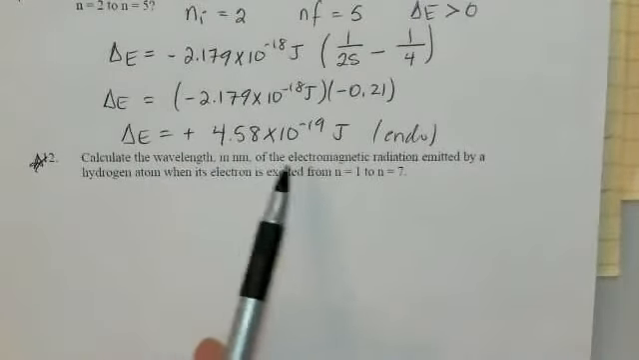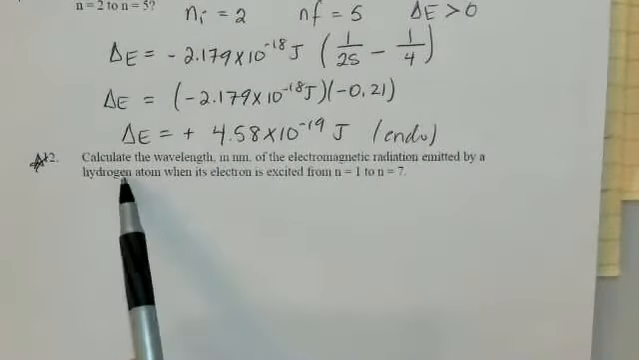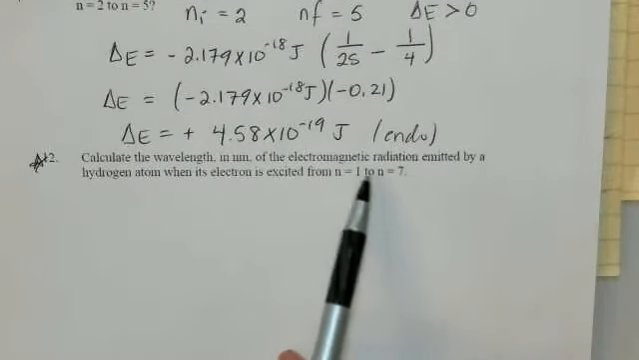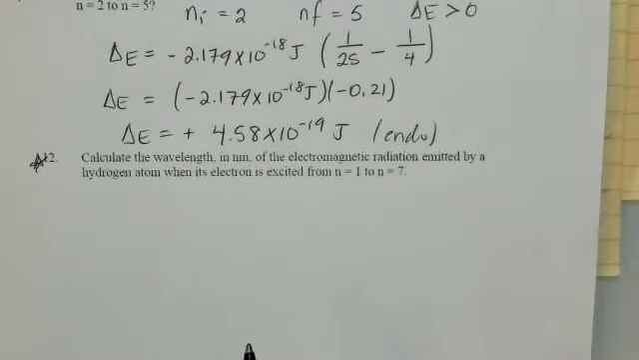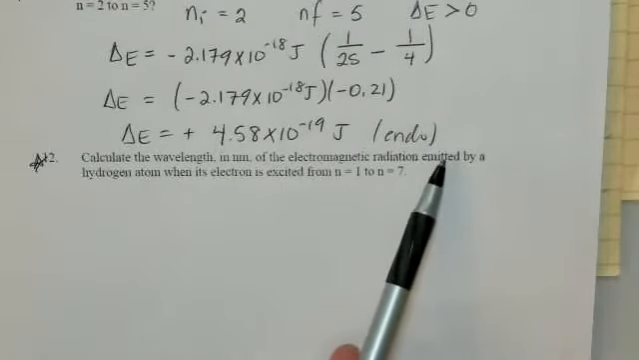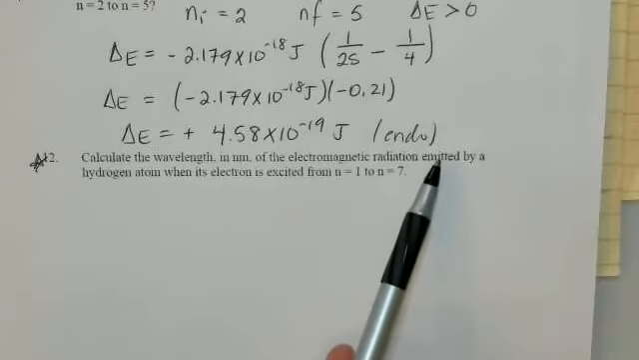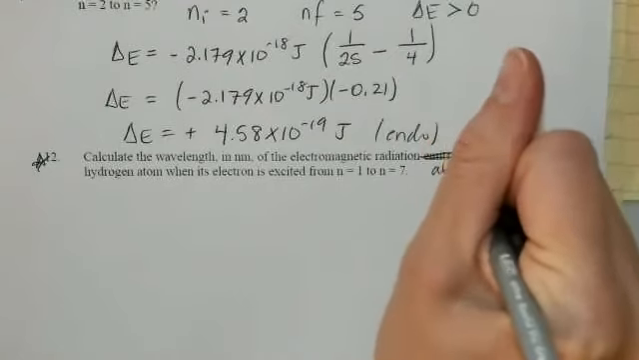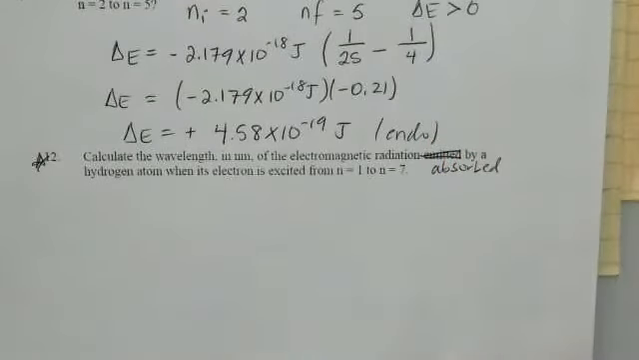Okay, so here we go. We've got wavelength for this radiation emitted by a hydrogen atom when the electron is excited from a 1 to a 7. All right, so I would say absorbed, not emitted, unless we're going in the opposite direction. So I don't like that term. We're going to do absorbed. Okay, because we're going in the opposite direction. We're going away from the nucleus.